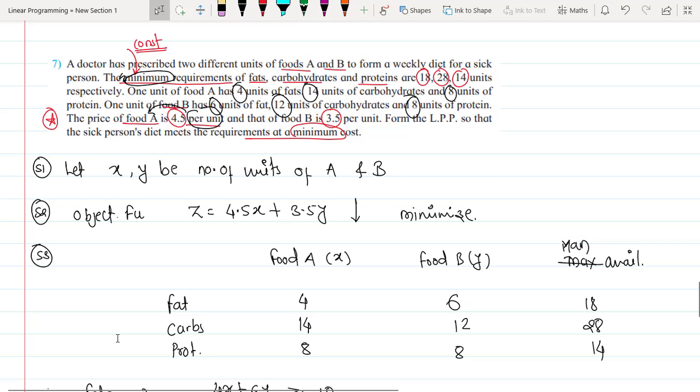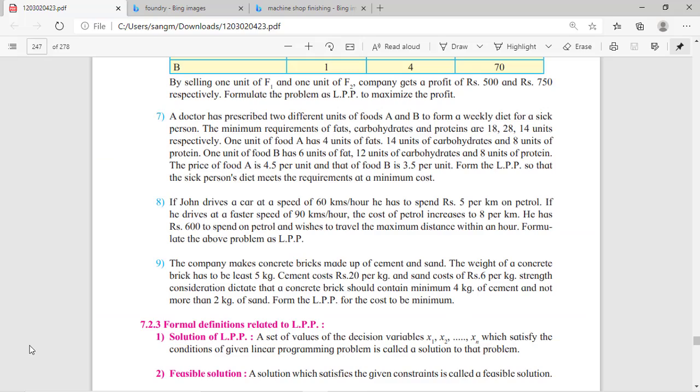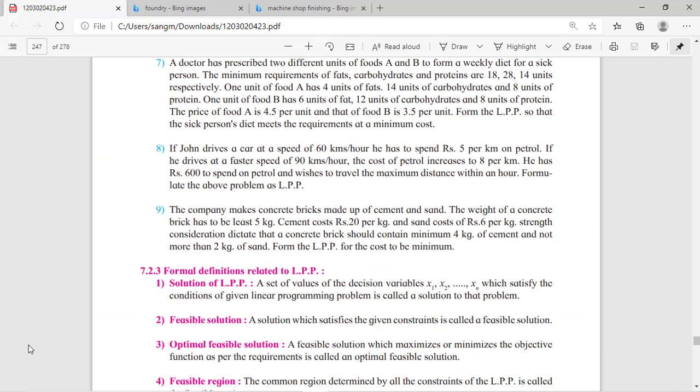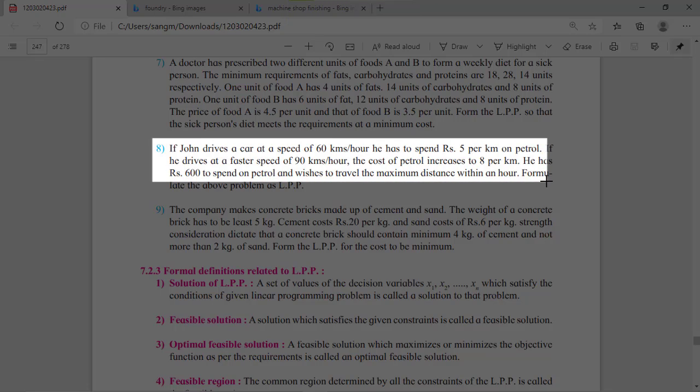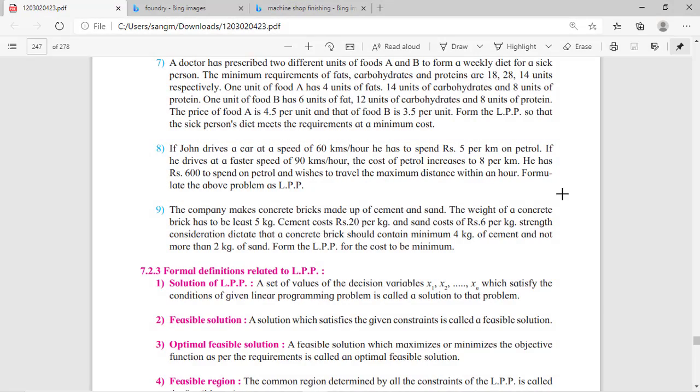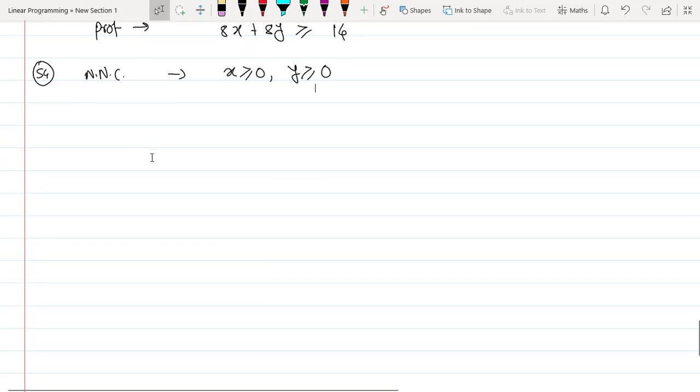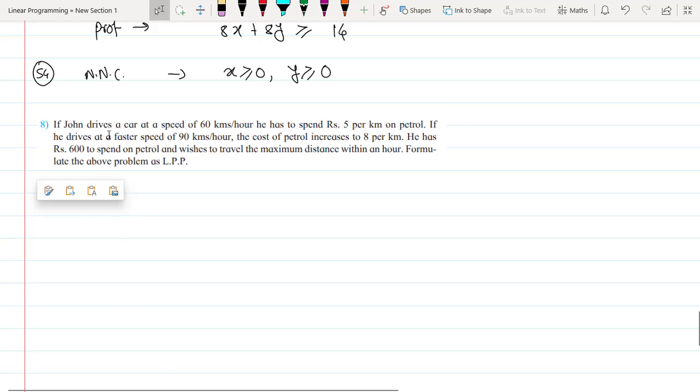Okay, great. So I hope you have understood this. Let's see the next one. See, question number 8 and 9 are very important. These are totally conceptual based. You need not draw the table, just proceed with the sentences. So let's have question number 8 here.